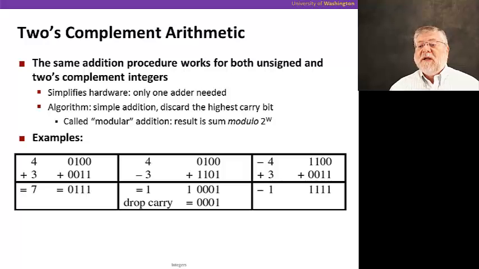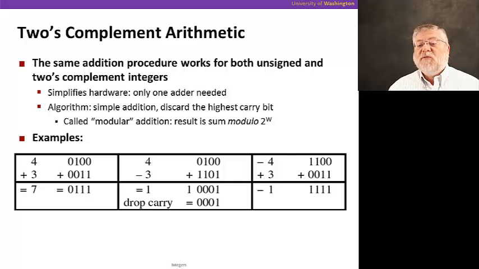That works out well. On the right hand side we have -4 plus 3. Okay. You'll notice that when we add that up we get all 1s. That corresponds to -1. That's correct as well. Now let's take a look at the middle here. 4 minus 3, that's the example we did before.